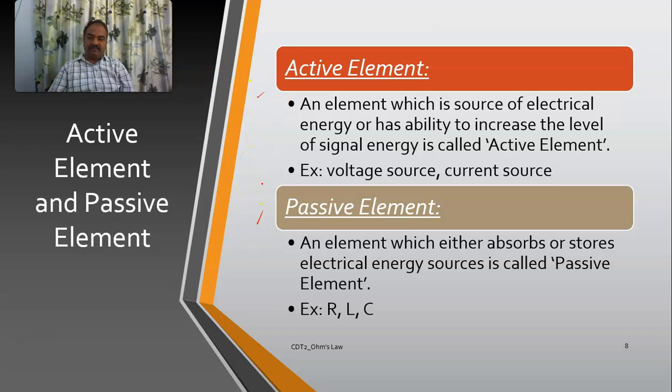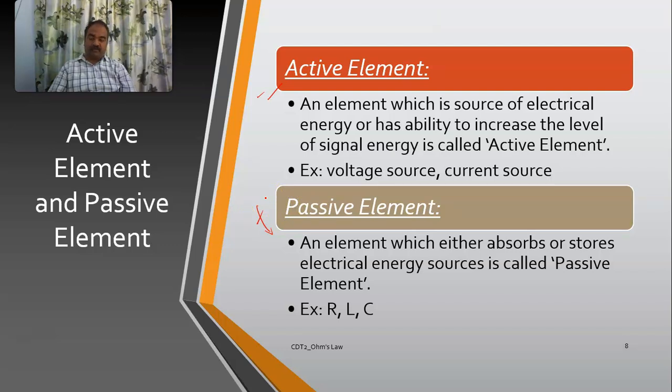Another classification is active elements and passive elements. Some elements tend to act as a source. They tend to provide energy to your circuit. Such elements are called active elements, like your voltage source, current source, etc. Whereas some elements try to absorb or dissipate power. Those elements are called passive elements. Your R, L, and C, as we have seen in the last class, are passive elements. They consume power, whereas the sources provide power. Whichever element is providing power, or has the capability of increasing the level of signal energy, is called an active element. If it is absorbing, then it is called a passive element.